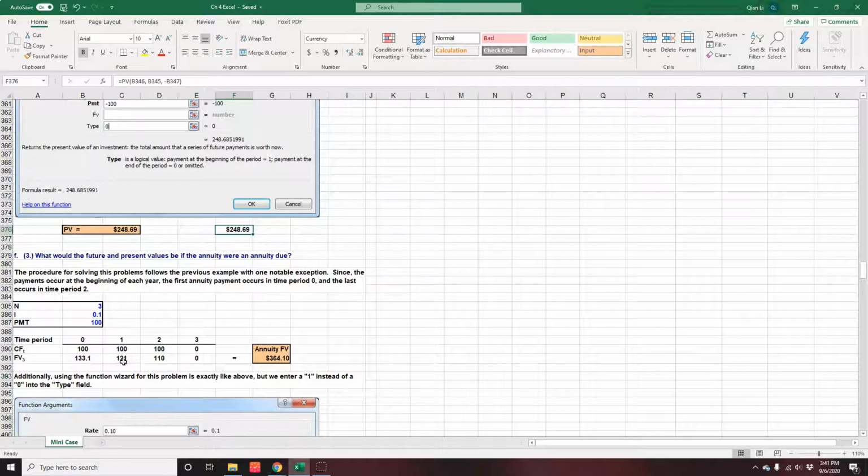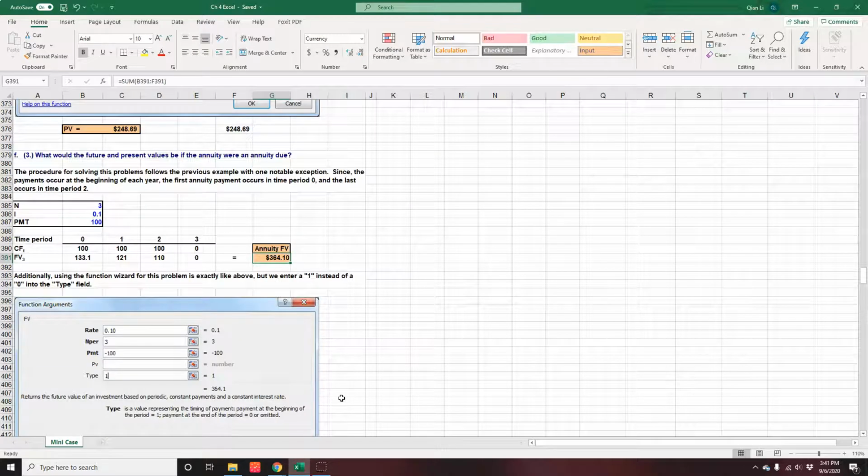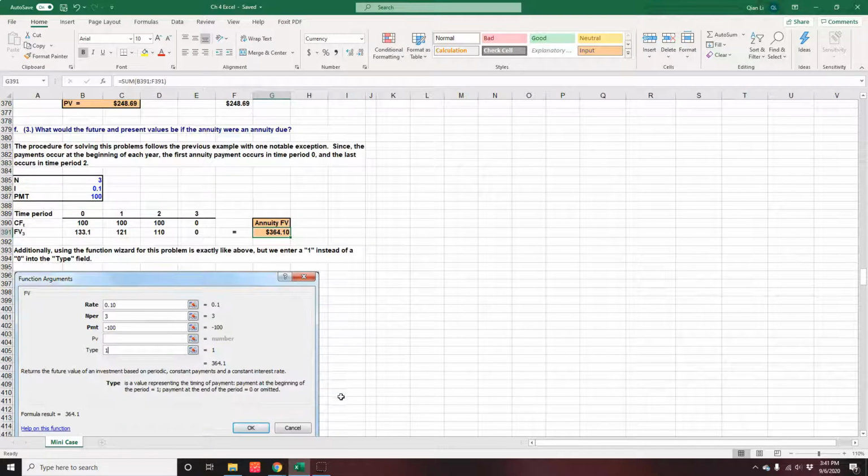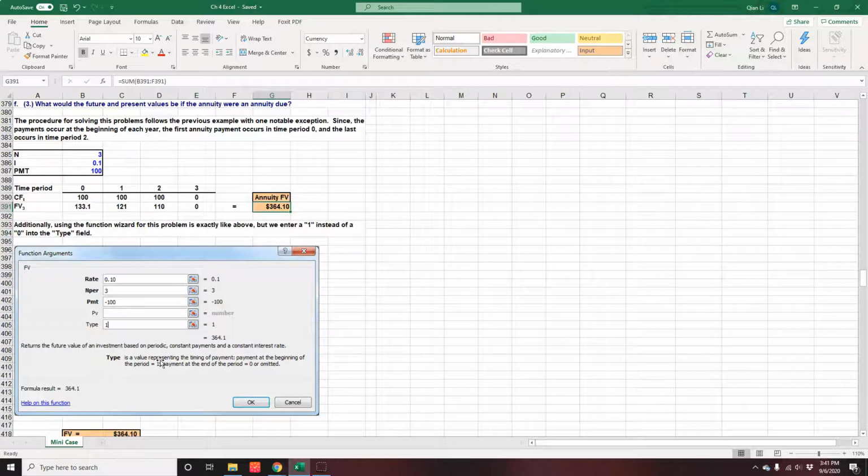What if it's an annuity due? Now with the annuity due, you can also try using the formula directly. So you calculate the future value of every one, sum them up, or you use the function wizard. You do notice here now with annuity due, for the type, you input a 1. So type here is a value representing the timing of the payment. If it's 0, then we have an ordinary annuity. Each payment is received or made at the end of each period. But if it's 1, then this is telling Excel each payment is made or received at the beginning of the period.